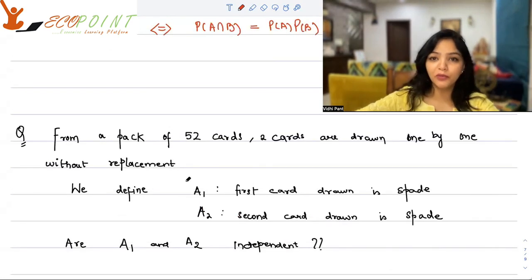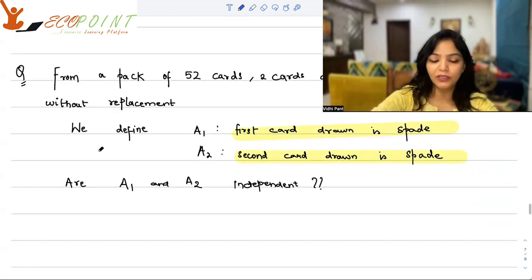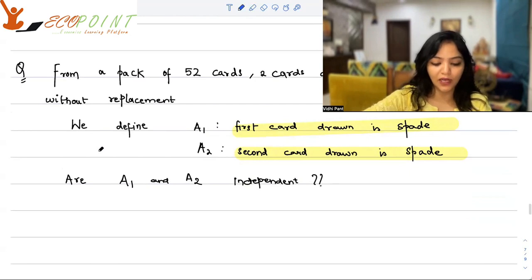From a pack of 52 cards, 2 cards are drawn one by one without replacement. Let's define two events. A1 is the event, first card drawn is a spade. And A2 is the event, the second card drawn is a spade. Now we have to figure out if A1 and A2 are independent. For independence, we've just learned what we actually have to do.